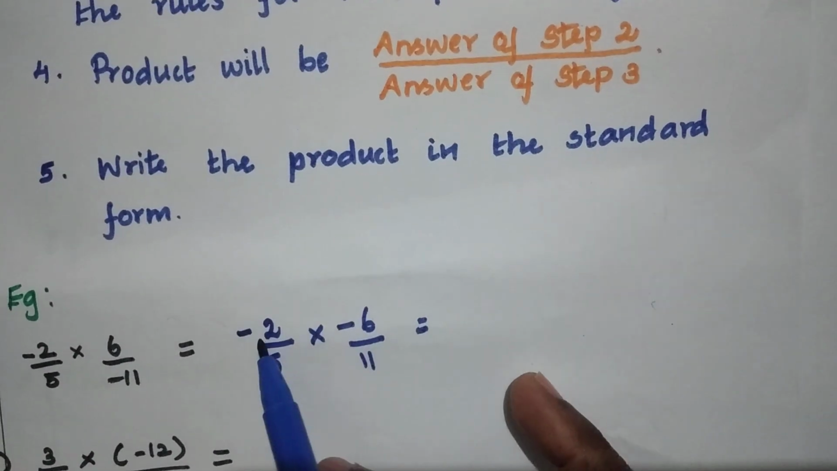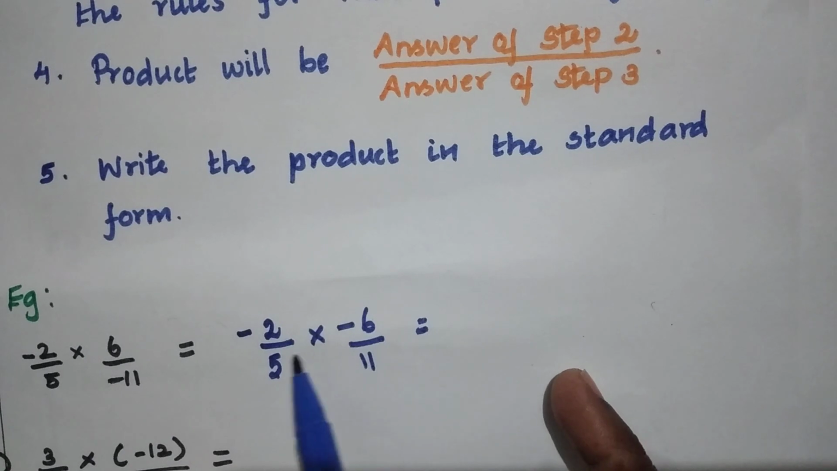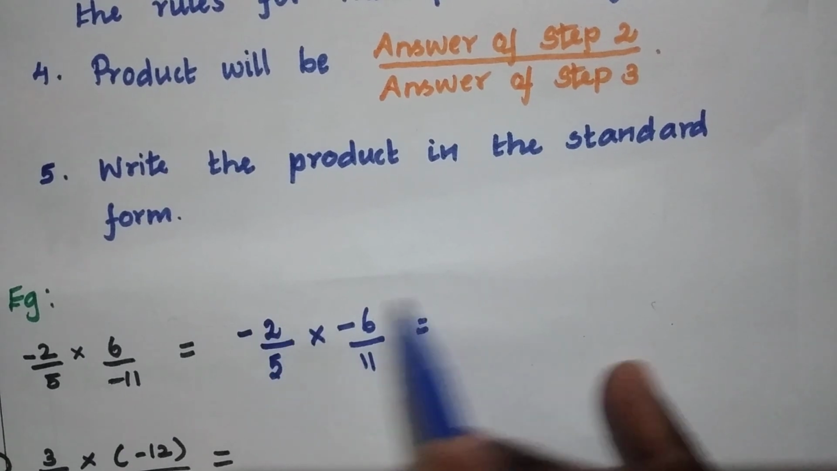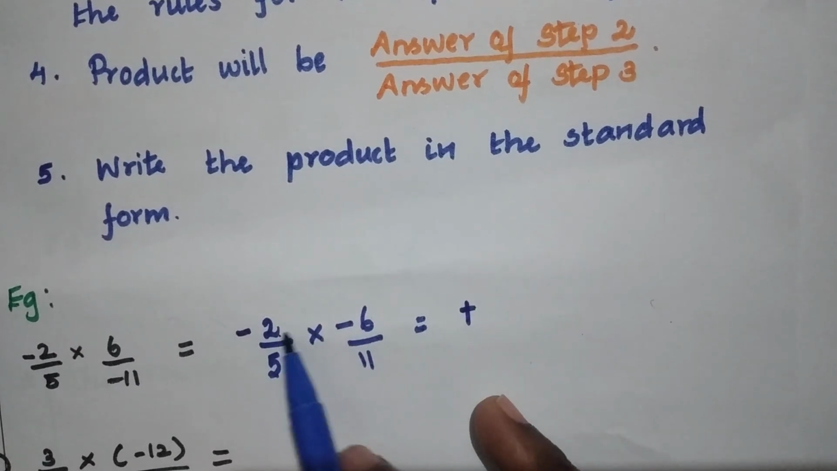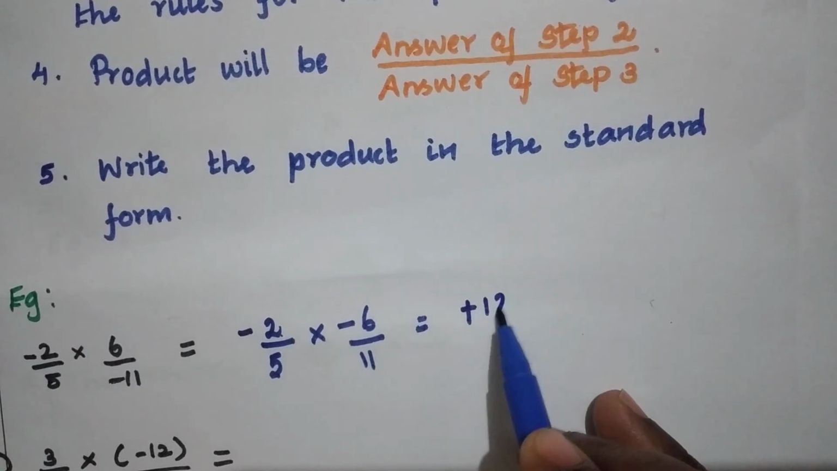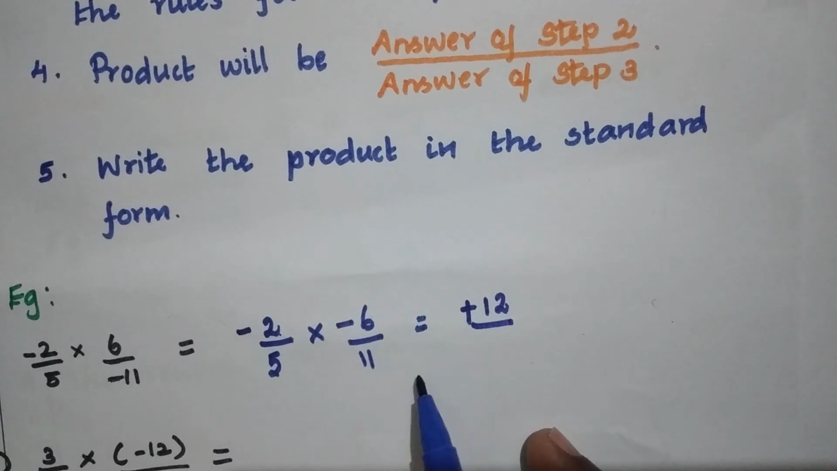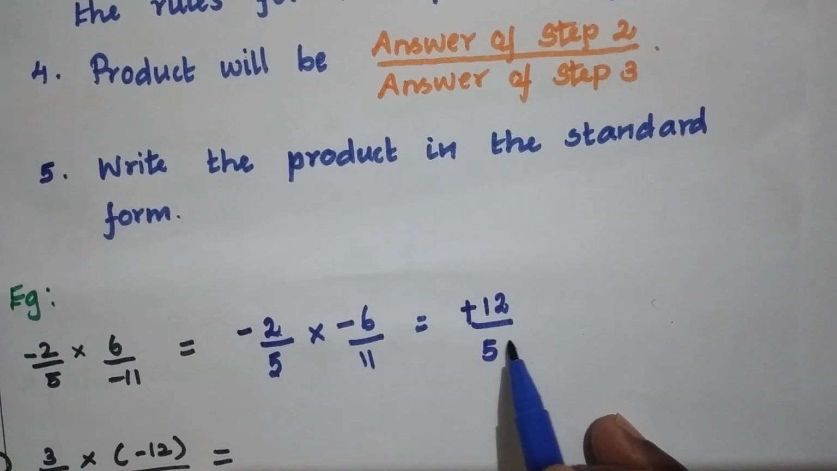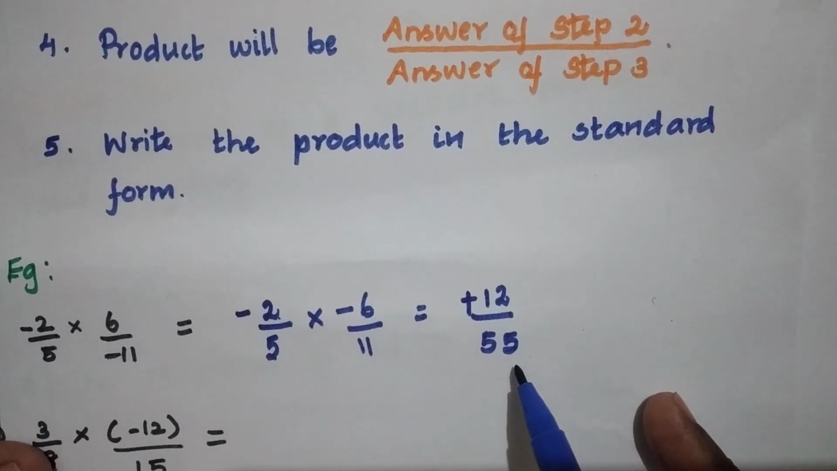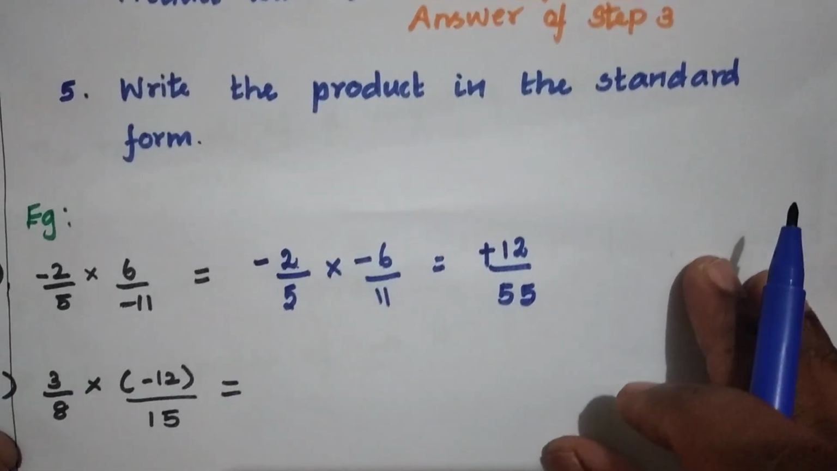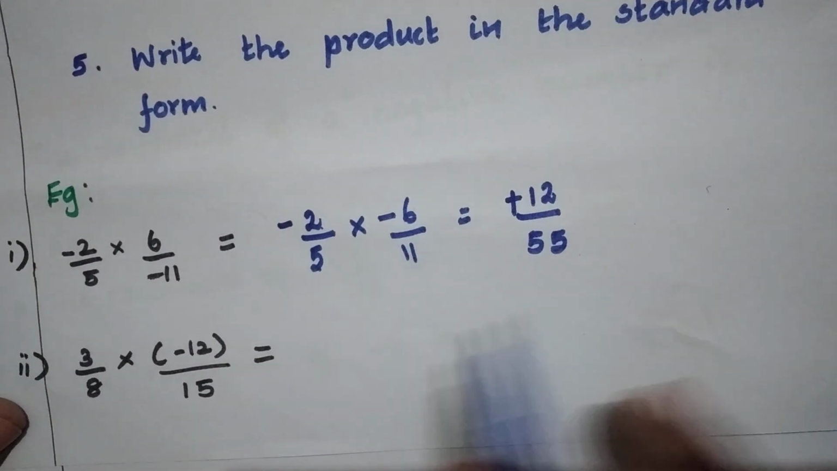Here, these two numbers are in same sign. So assign positive sign to the product. 2 into 6 is 12, divided by 5 into 11 is 55. So we cannot simplify this one further. So the answer is 12 divided by 55. Let's move to the second one.